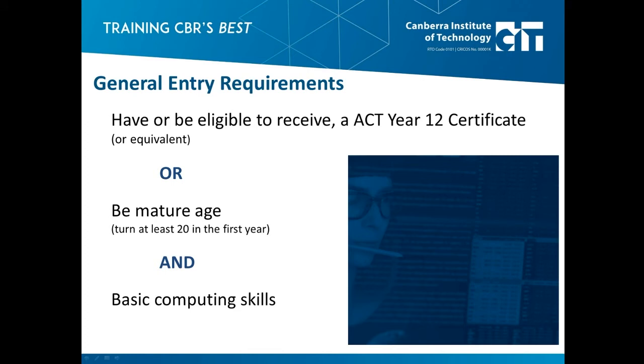When you study at CIT, we expect you to have or be eligible to receive an ACT Year 12 certificate or equivalent. If you do not have an ACT Year 12 certificate or you're not eligible to receive one, we expect you to be a mature age student, and that means we expect that you'll be turning at least 20 in your first year of studies.